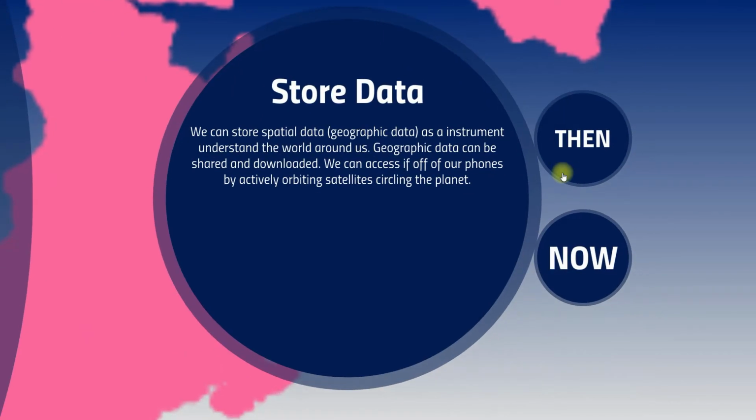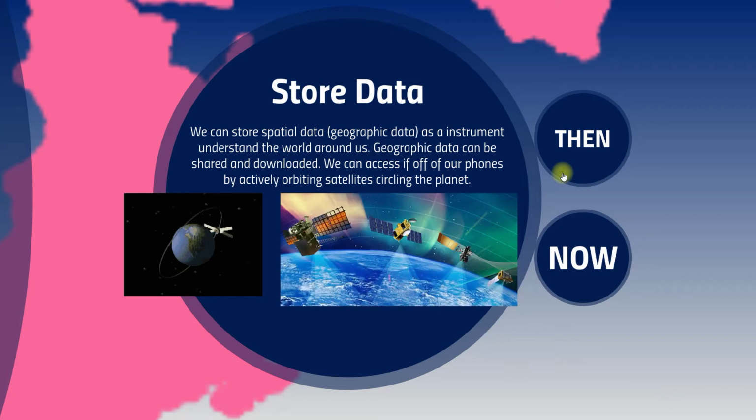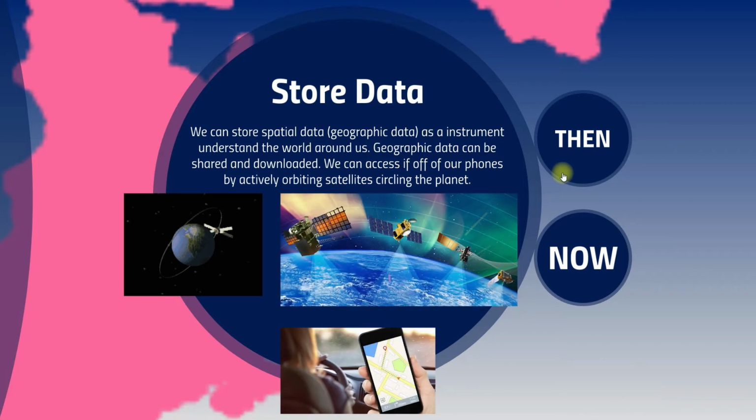So for storing data, we can store the spatial data, or we can say the geographic data, as an instrument to understand around us. Geographic data can be shared and downloaded. We can access it on our phones by activating the orbiting satellites circling the planet. So this is the image, then and now.